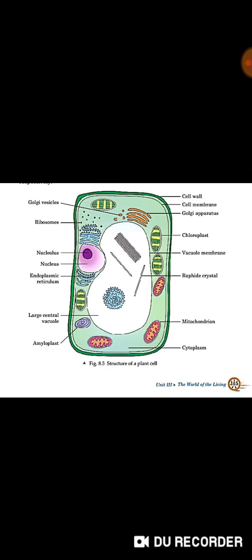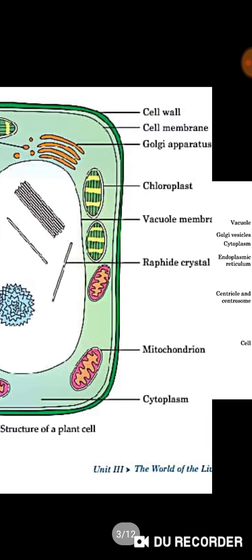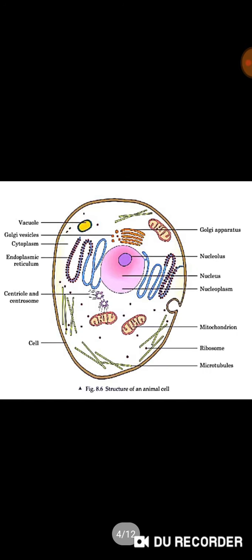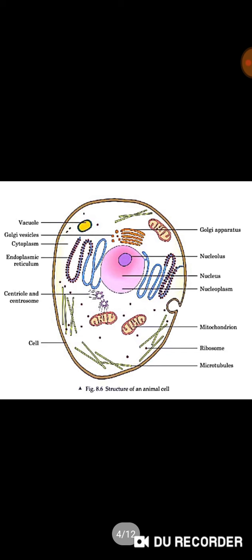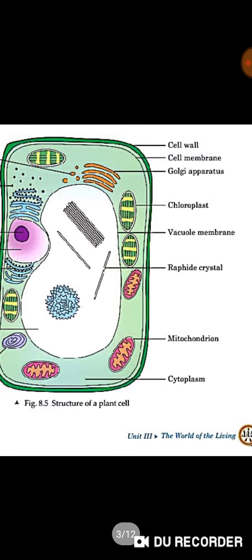Now another one is cell wall. You can see the outer covering layer, the cell wall. The cell wall is the outer covering layer. It is present in plant cell, fungi and bacteria, and it is absent in animal cell. You can see here in animal cell the cell wall is absent, but in plant cell the cell wall is present.